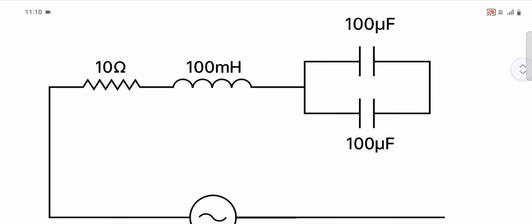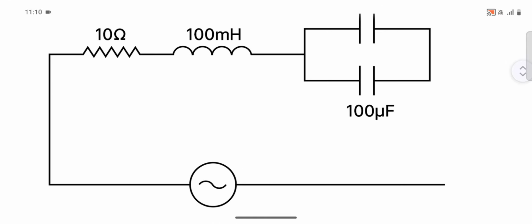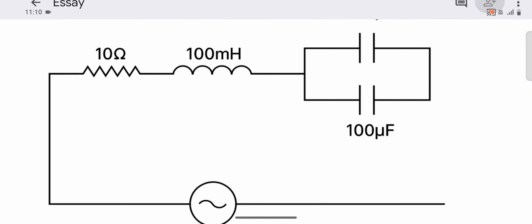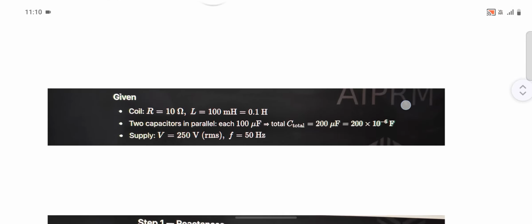You can see on the screen the question and diagram. Now the resistance is given, inductance is given, and capacitor is given.